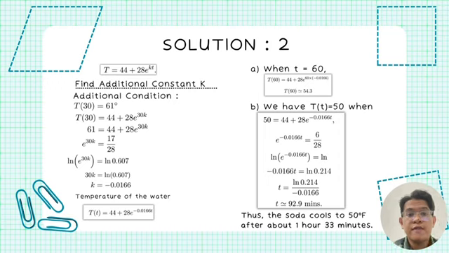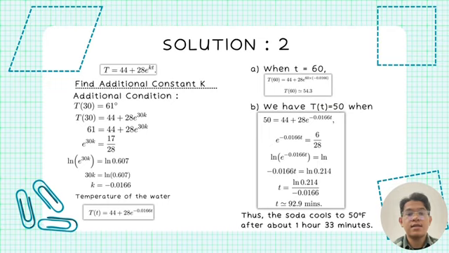So we can put the information that we got into the solution. We got 61 equal to 44 plus 28e^(30k). So k equal to minus 0.0166. The new equation that we got is T equal to 44 plus 28e^(-0.0166t).